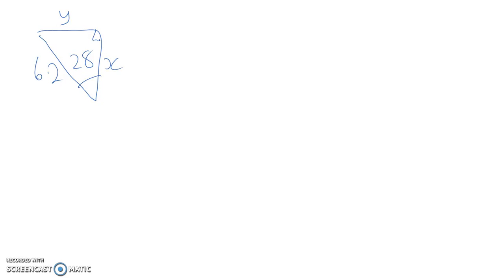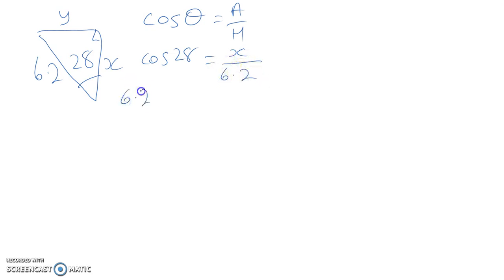So let's find x first. So x, here's the angle, it's adjacent to it, and here's our hypotenuse. So let's use cos. Our angle is 28. Adjacent is what we're trying to find, and our hypotenuse is 6.2. So 6.2 times cos 28 equals side x. And so x equals 5.47 kilometres.